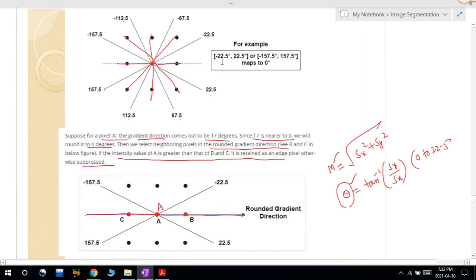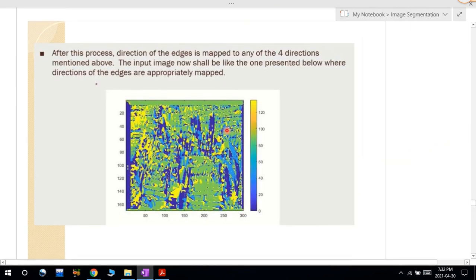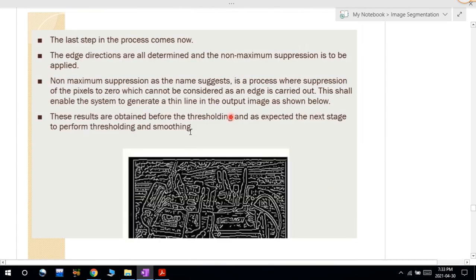After applying this, I will try to find out the direction of edges. So for the image, I will find the edge directions. Like I will get some as green color, some as yellow color, and some as blue color, which are nothing but 135 degrees and the other edge directions. After getting those edge directions, this is called non-maximum suppression.